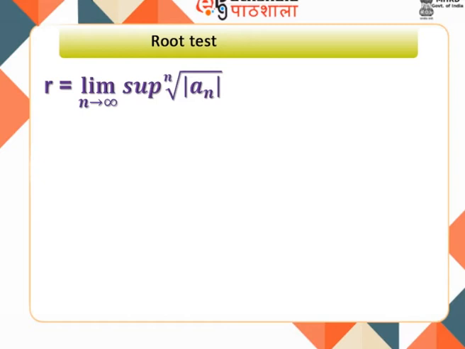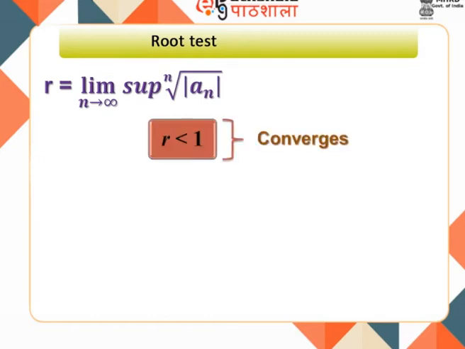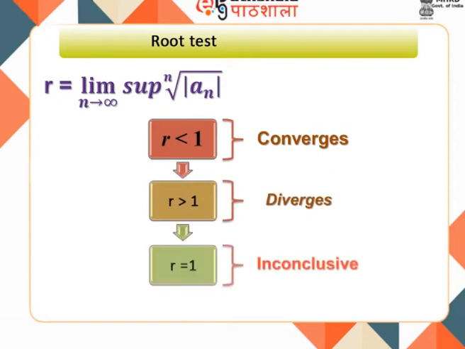R is equal to limit superior as n tends to infinity of the nth root of the modulus of a_n, where limit superior denotes the limit superior, possibly infinity. If the limit exists, it is the same value. If R is less than 1, then the series converges. If R is greater than 1, then the series diverges. If R is equal to 1, the root test is inconclusive and the series may converge or diverge.